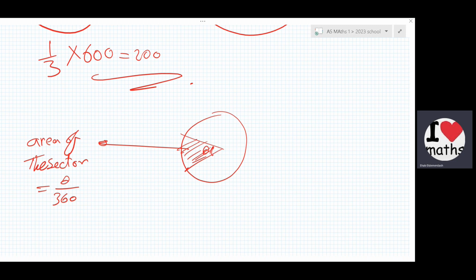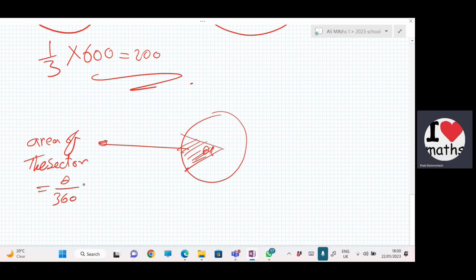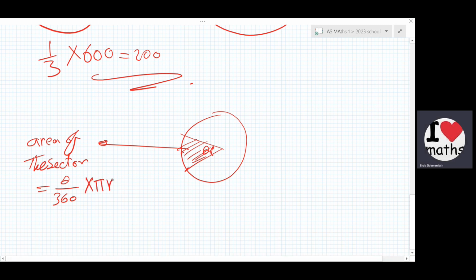Do you understand? I have to make the angle over 360 to identify the ratio of the sector related to the circle. So what I wrote: area of the sector is theta over 360 multiplied by pi r squared. This will give me the area of the sector.